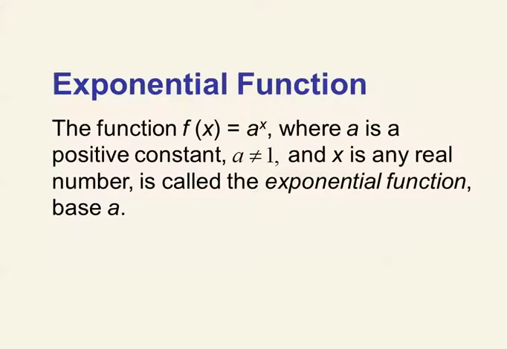Okay, so we have this function, f of x equals a to the x. A is a positive constant like 7 in the last example. It can't be 1, and x is a real number. So it could be irrational. It could be 7 to the square root of 2. And we call that an exponential function with base a.